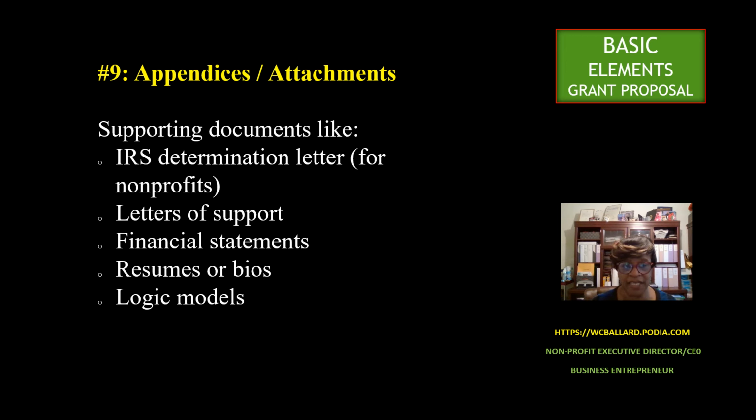And number 9, your appendices or your attachments. These are your supporting documents that all your grant funders are going to ask you for, either some of these or all of these. Your IRS determination letter if you're a nonprofit, or a business plan if you're a business. Your letters of support, financial statements, resumes or bios, and logic models.